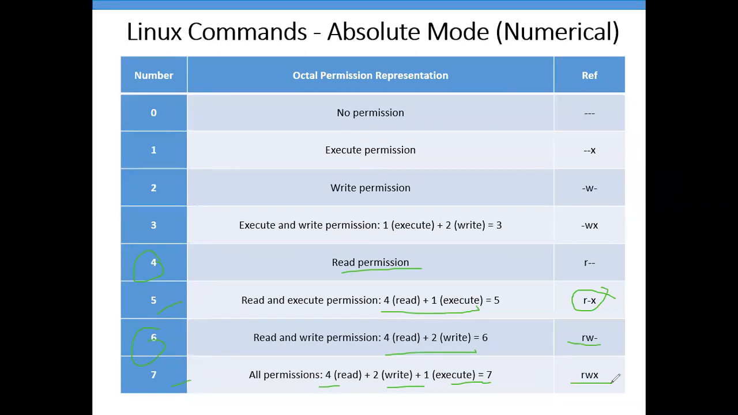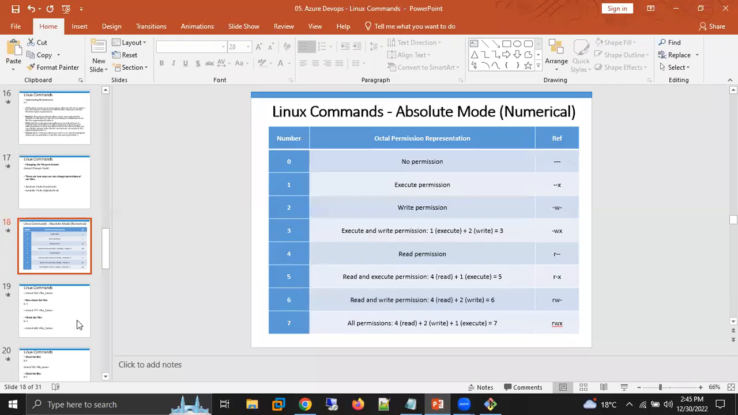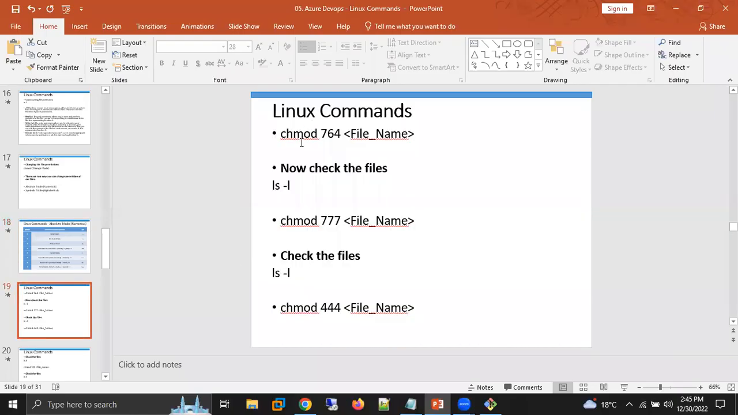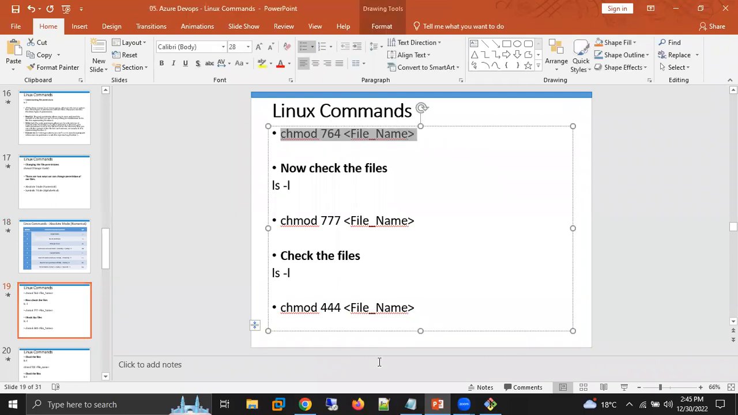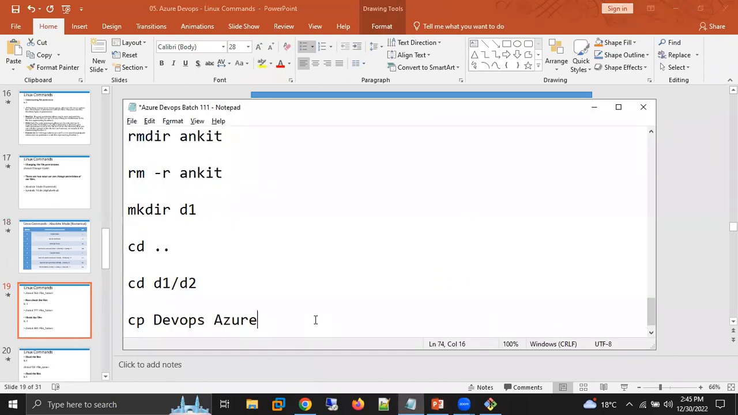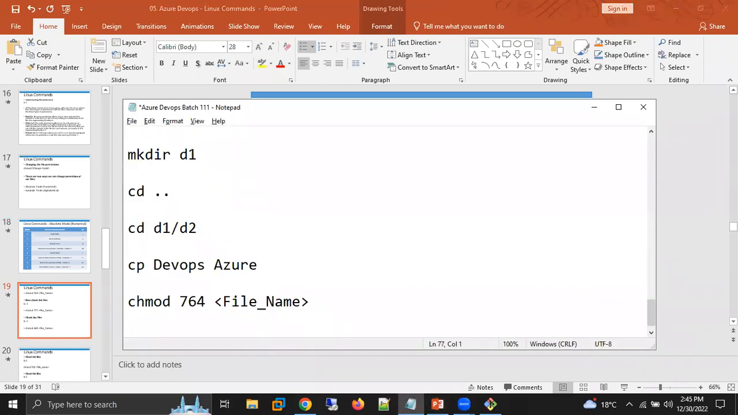So these are the numbers we need to remember: 0, 1, 2, 3, 4, 5, 6, 7, and whatever permissions we get when we use these numbers. Now, first of all, what I'm going to do is give this permission: chmod 764, and to which file, let's say I'm just going to provide the permission.